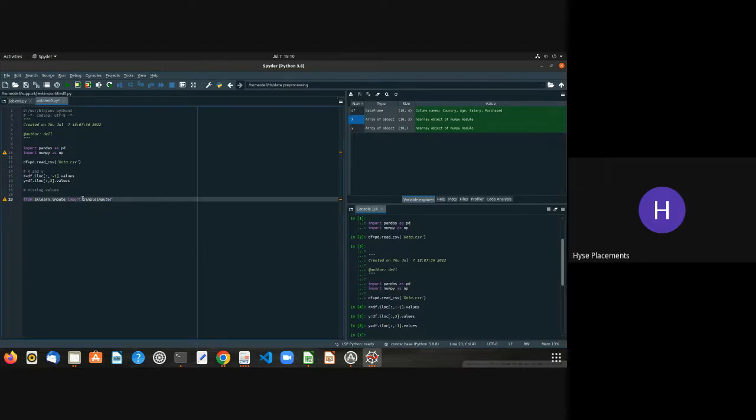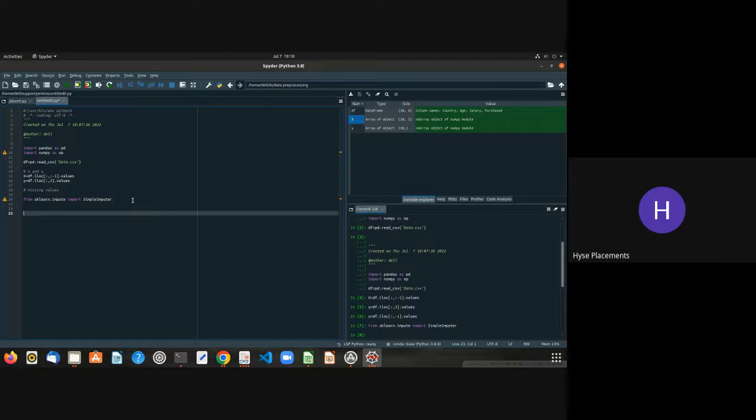Okay, simple imputer. Now I'm executing this. Yeah, so my module got imported. Now what I will do is create an object for the imputer. What is the exact thing you need? You want to fill the values with the mean for the nan values, right? That object I'm going to create and store in a variable called imputer.